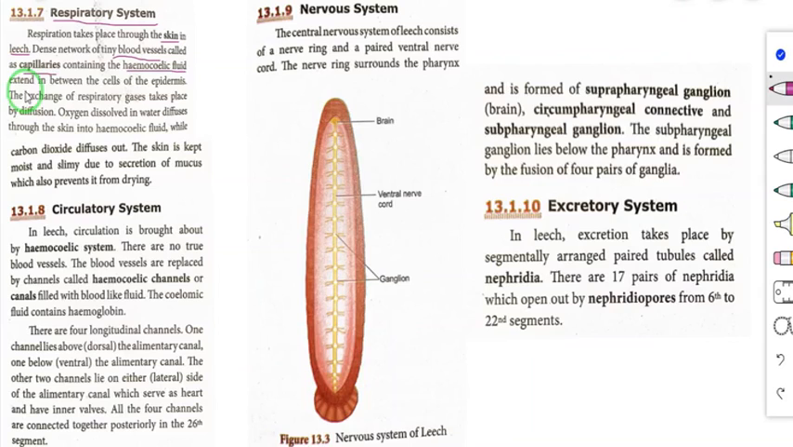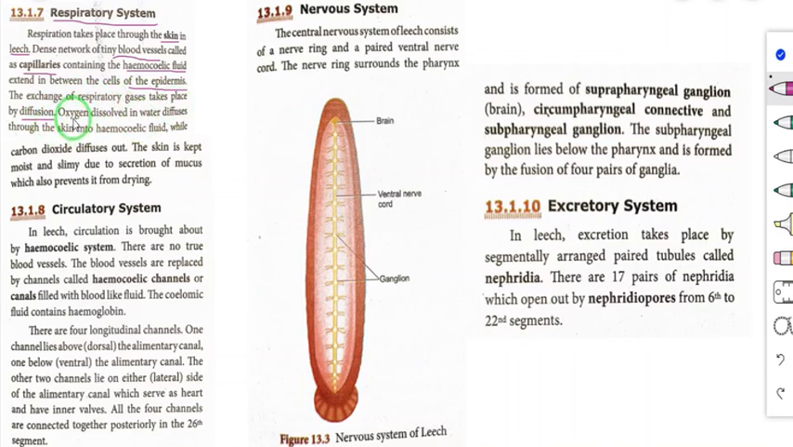That fluid extends in between the cells of the epidermis, the skin region. The exchange of respiratory gases takes place by diffusion. So how does the exchange of gases take place? Through the diffusion method, the exchange of respiratory gases takes place.